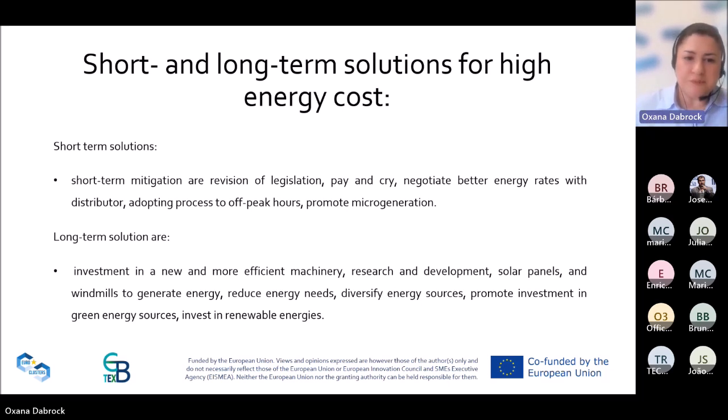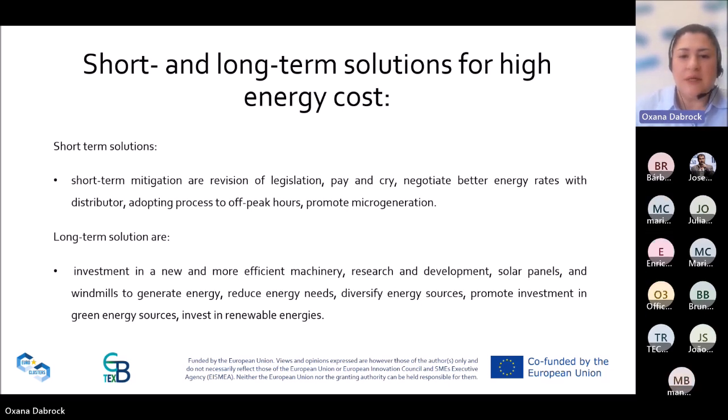As a long-term solution, of course, we need to look for investment in new, more efficient machinery, research and development, and probably to plan a strategy for solar panels and windmills to generate energy. As well, looking for more optimization, reducing energy needs, diversifying or combining energy sources, and promoting investment in green energy sources. As well, invest in renewable energies.